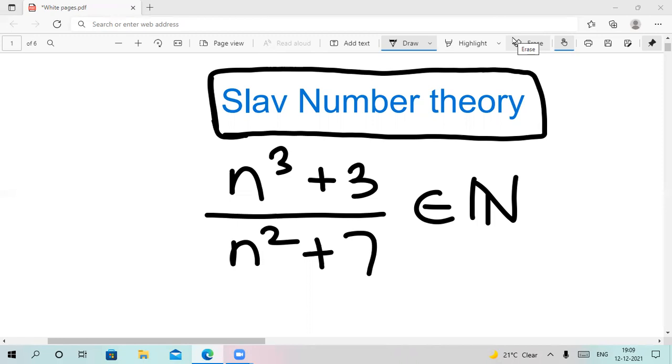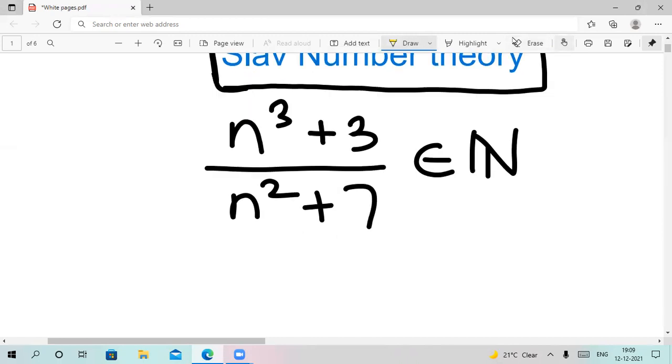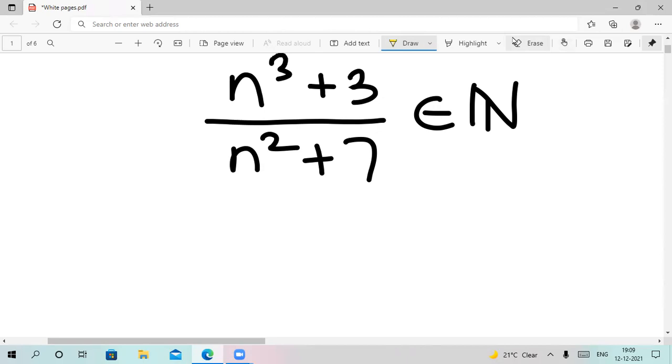So this is a Slav question, and I am really concerned about its solution. So we will straightforwardly proceed towards it. I will first need to change the color in order to give it a better outlook.